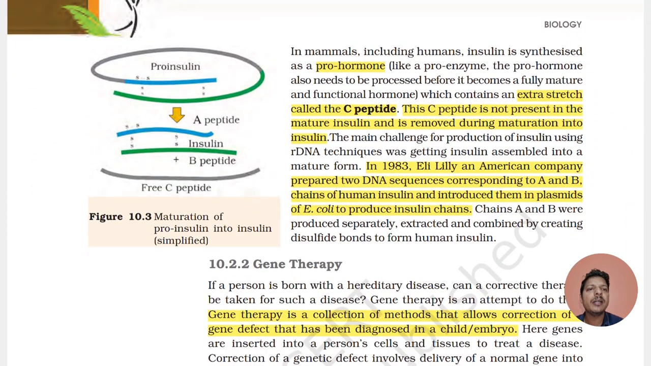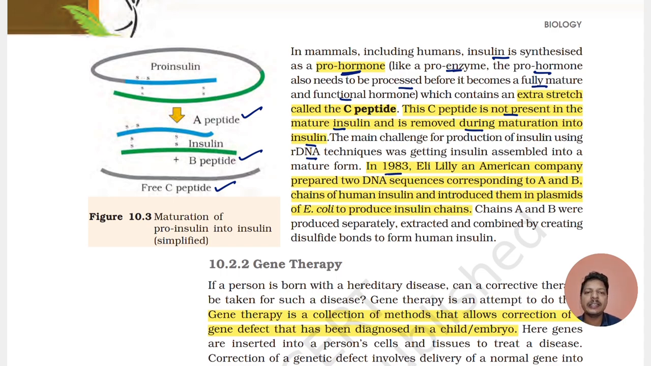In mammals, including humans, insulin is synthesized as a prohormone. Like a proenzyme, it is a prohormone. It needs to be processed before it becomes fully mature and functional. In a prohormone, there are A peptide, B peptide and C peptide chains. All three make a proinsulin. To make it a normal, matured hormone, the C peptide should be freed. The C peptide is not present in mature insulin and is removed during maturation into insulin. The main challenge for production of insulin using rDNA technology was getting insulin assembled into a mature form.